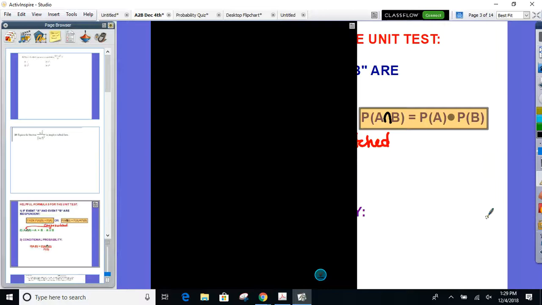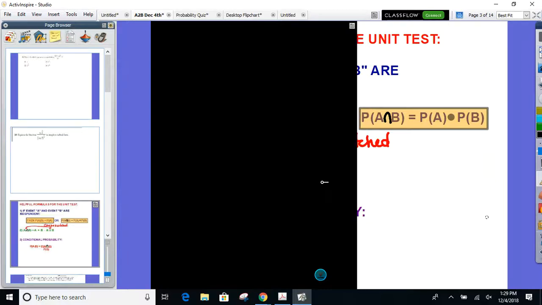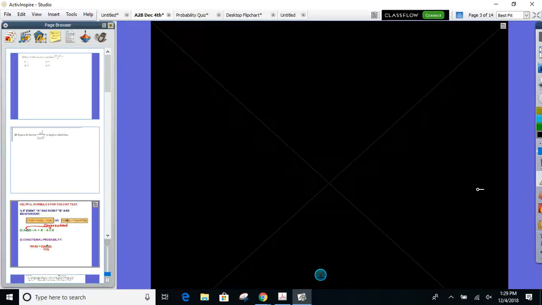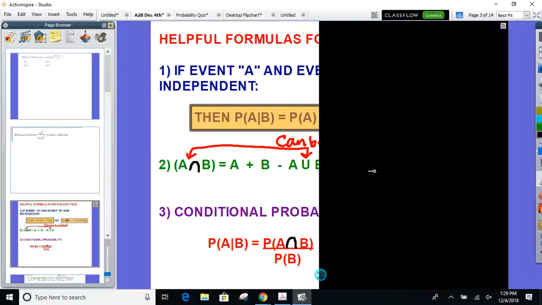And also, please be familiar with the other formula to test for independence. I know you can choose tomorrow. All right, you can choose which one you want to use, but I'd appreciate it if you are familiar with the other one, which is the probability of A given B is equal to A if they're independent. All right, probability of A given B is equal to the probability of A.